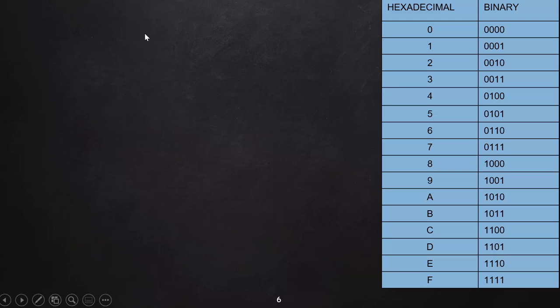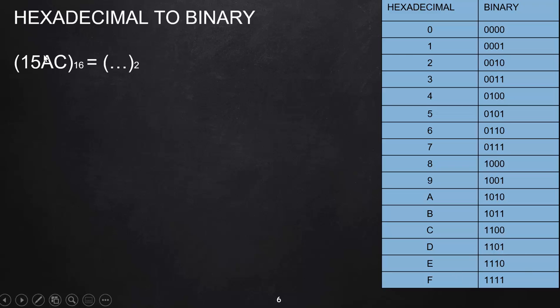Next is the conversion of hexadecimal to its binary equivalent, which is very simple. We can use the same table for this conversion also. This is the number given in hexadecimal form, and we want to convert it into its binary equivalent form. 1 in hexadecimal is mapped with the binary equivalent 0001. So for this one, we can write 0001.